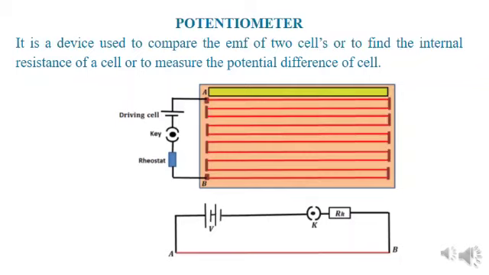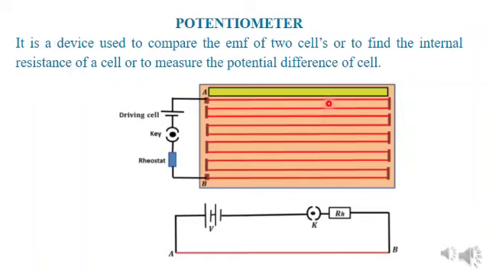Potentiometer. A potentiometer is a device which is used to compare the EMF of two cells, or to measure the internal resistance of a cell, or to measure the potential difference across a resistor or a cell in the circuit. A potentiometer consists of a long wire having 10-meter length, with uniform area of cross-section and with high resistivity.